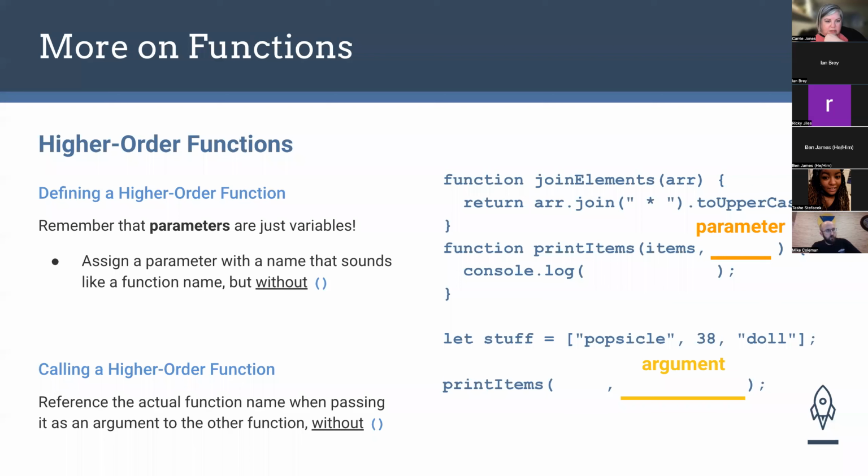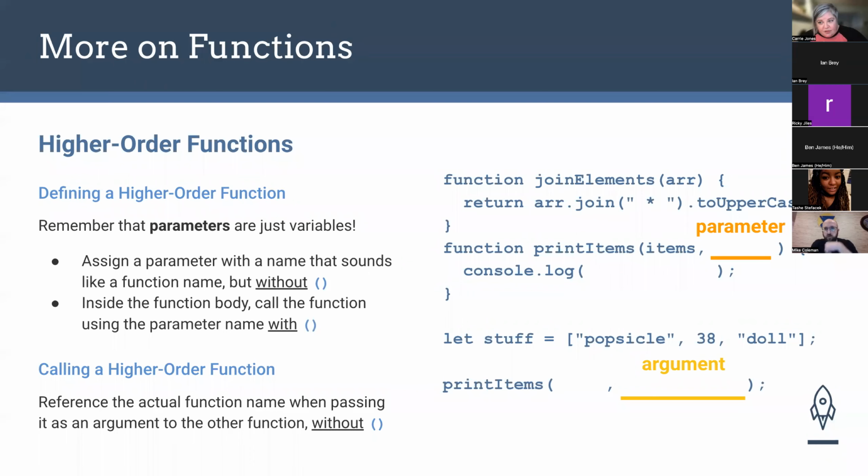And then inside the function body, that's where you would actually call the function, but you would use the parameter name, because that's what we do inside functions. We use the parameter names like variables, right? So that's the deal with defining the higher order function. To call the higher order function, you would reference the actual function name when passing it as an argument to the other function. And you, of course, would not use the parentheses because you're just referencing it.